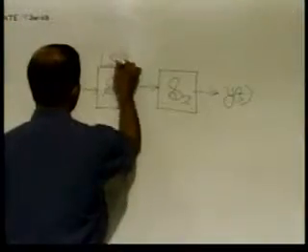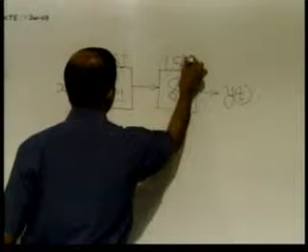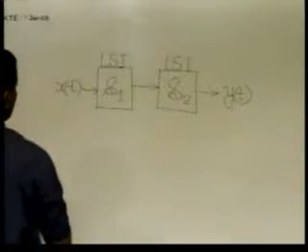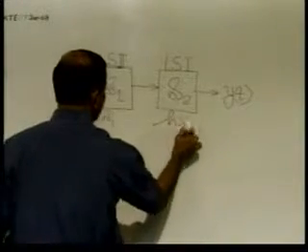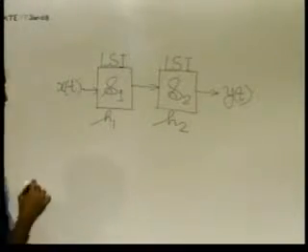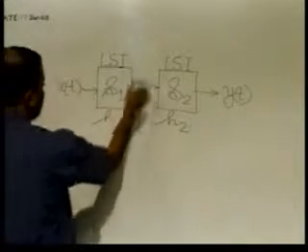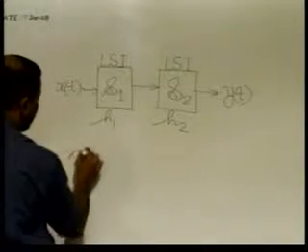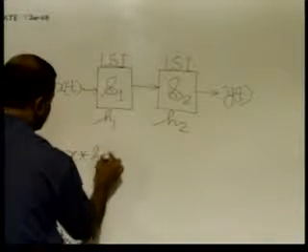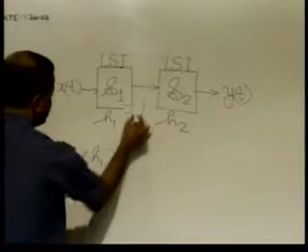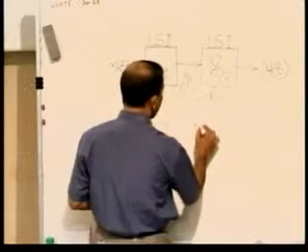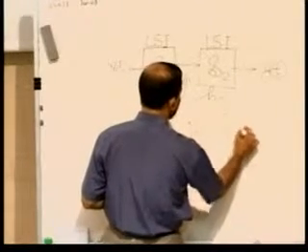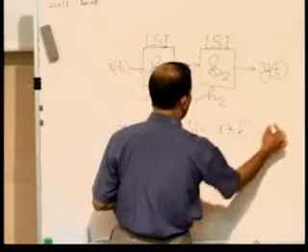Of course, we assume both of them are linear shift invariant systems for the moment. This one has an impulse response of h1, and this has an impulse response of h2. So the output here is x convolved with h1, emerging here. And the output y is therefore x convolved with h1, the whole convolved with h2.